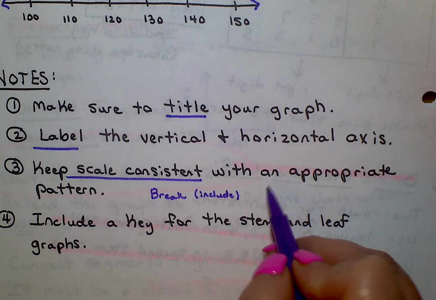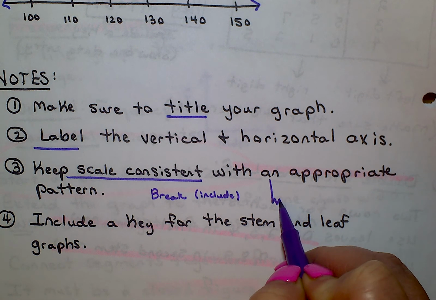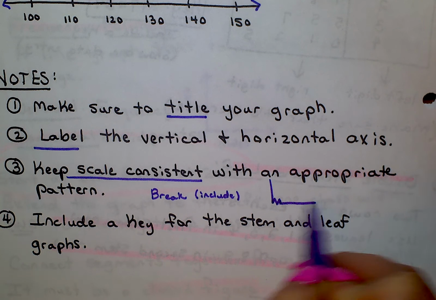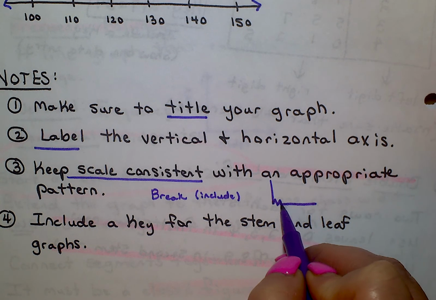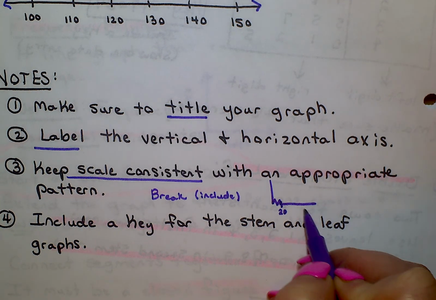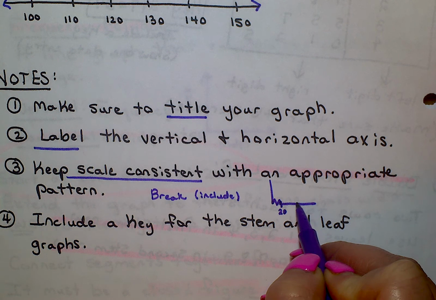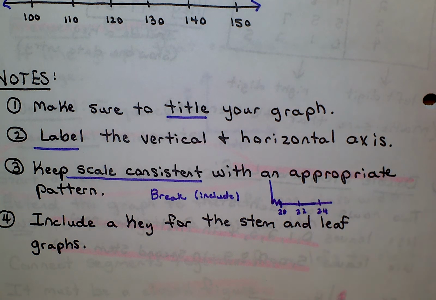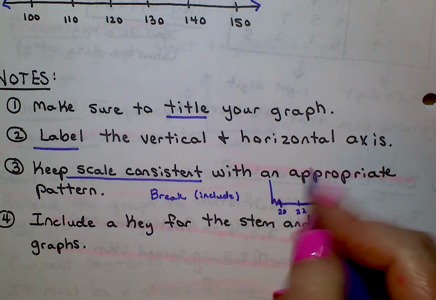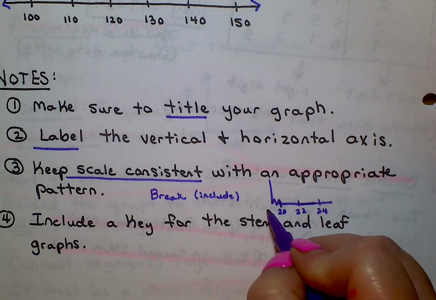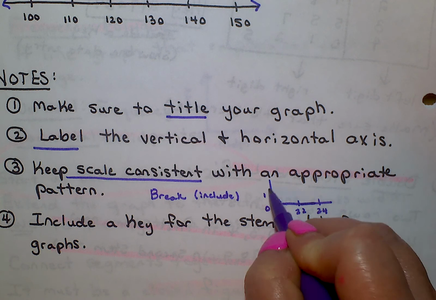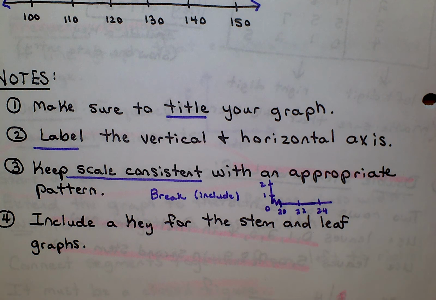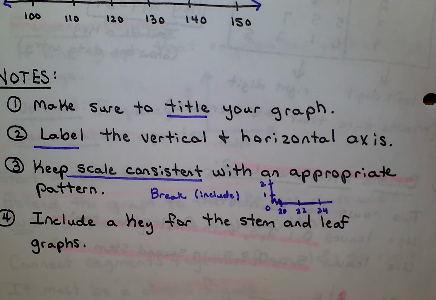So remember, when you break that axis, it's kind of like that, and then it just continues. So if you start, it will say 20, and that next number is not 40. If it goes to 22 and then 24, you have to break it. You can even break the y-axis if it doesn't go in order, but most of the time the y's are going in order right now, but you might have to break them at some point. And don't forget to include a key for the stem and leaf.